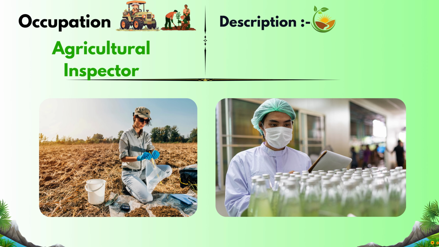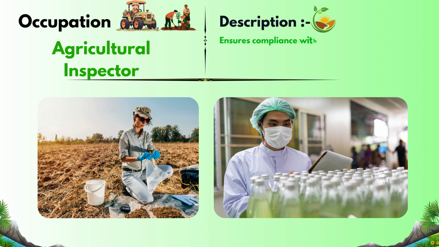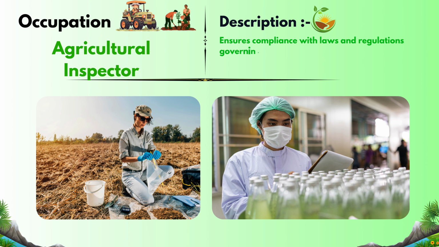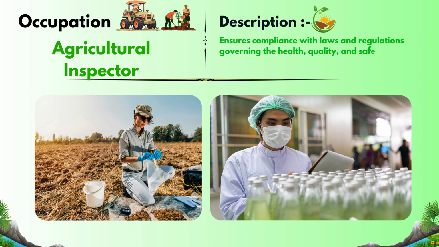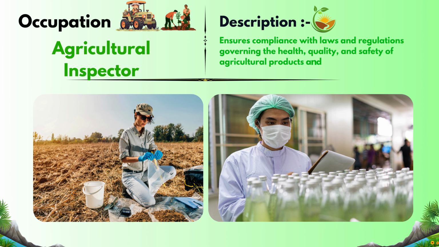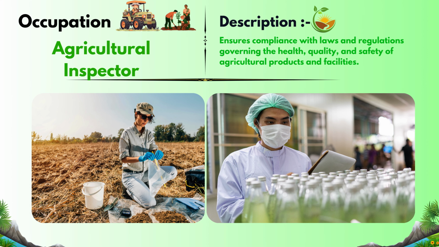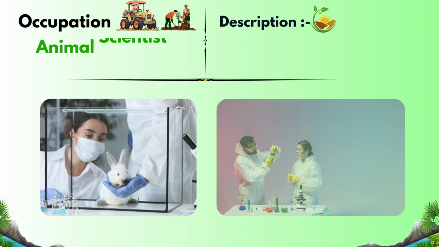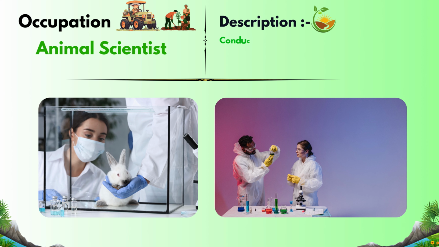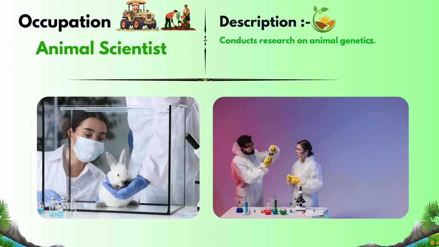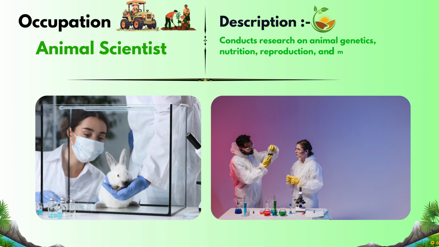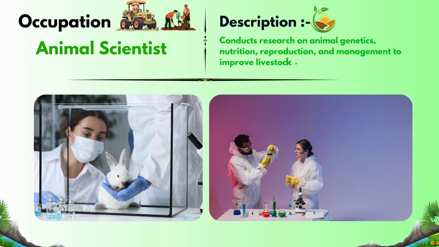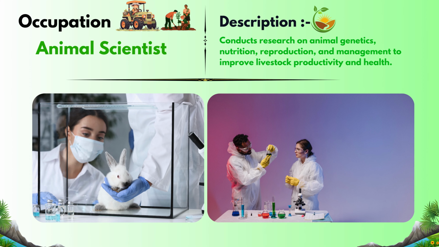Agricultural inspector. Ensures compliance with laws and regulations governing the health, quality, and safety of agricultural products and facilities. Animal scientist. Conducts research on animal genetics, nutrition, reproduction, and management to improve livestock productivity and health.